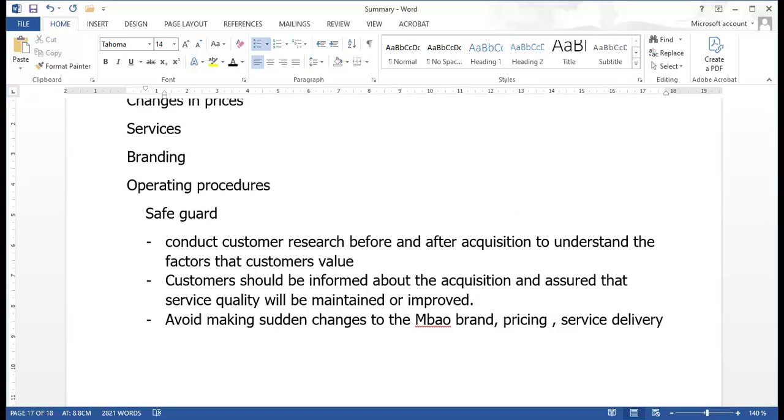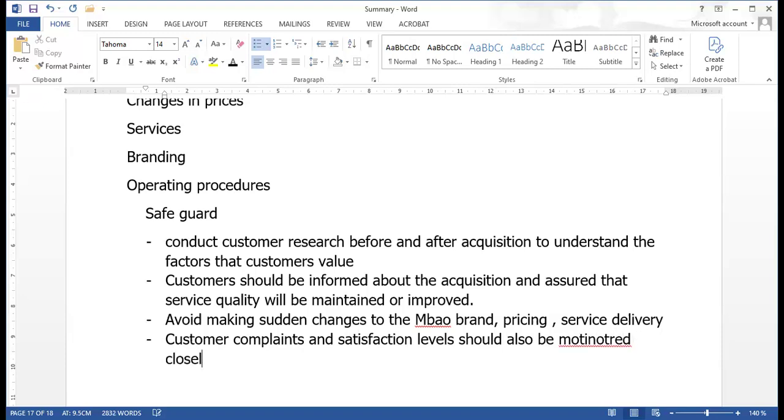The customer complaints and satisfaction levels should also be monitored closely. Try to gather feedback and respond to those things. What else?